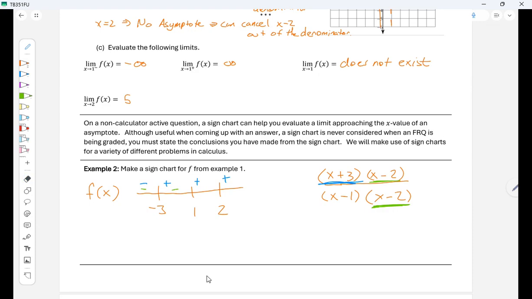Negative, negative, negative, positive. My brain was already ahead of me. And then I'm going to repeat those down in the bottom because I have an x minus 2 in my denominator as well.